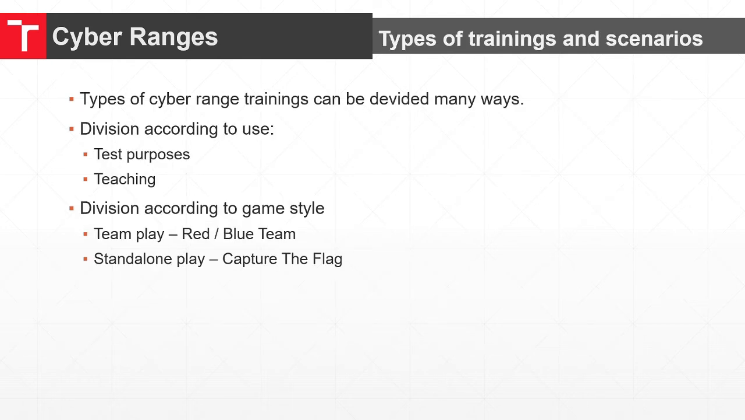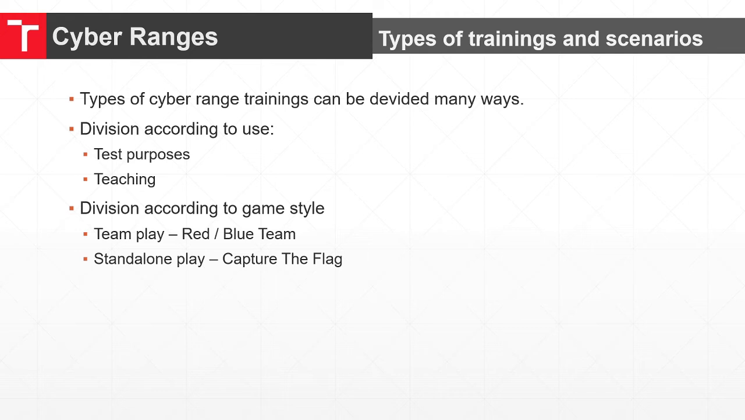CyberRange can be divided in many ways. In our opinion, the main divisions are according to use and game style. If we are talking about division according to use, then these are testing and teaching purposes. In the case of test ones, the cyberrange is isolated and its environment is as close as possible to the real one. In the case of educational purposes, this environment does not have to be strictly separated in this way. It is not even possible sometimes, and it is possible to interconnect multiple players at the same time.